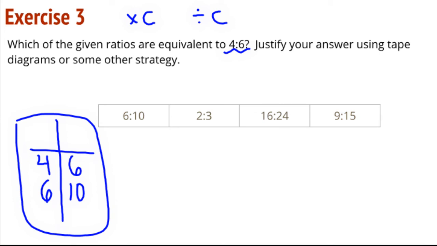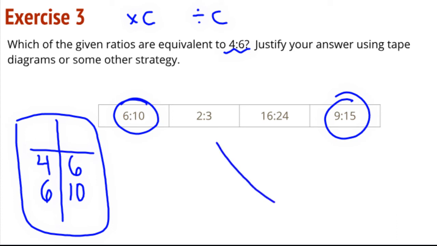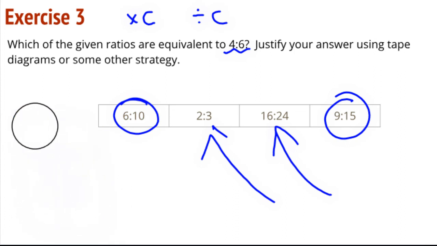And this is where I want to leave this problem. I'm going to say that 6 to 10 and 9 to 15 are not equivalent. The real focus is looking at the 2 problems here, the 2 to 3 and the 16 to 24. One more reason that this isn't in your workbook, so that we can have a discussion in class about these different problems. We will later on talk about strategies for working with 6 to 10 and 9 to 15.